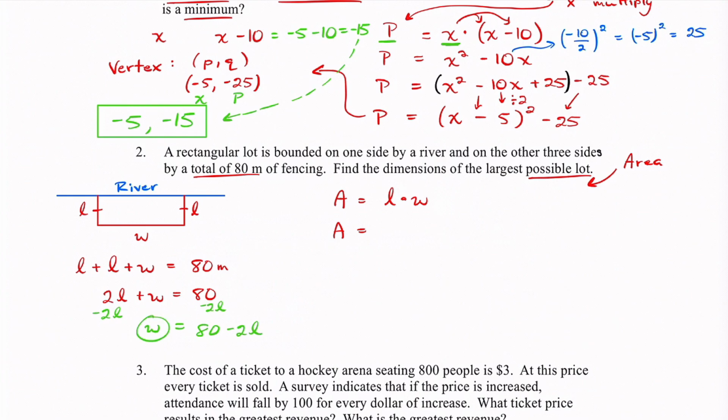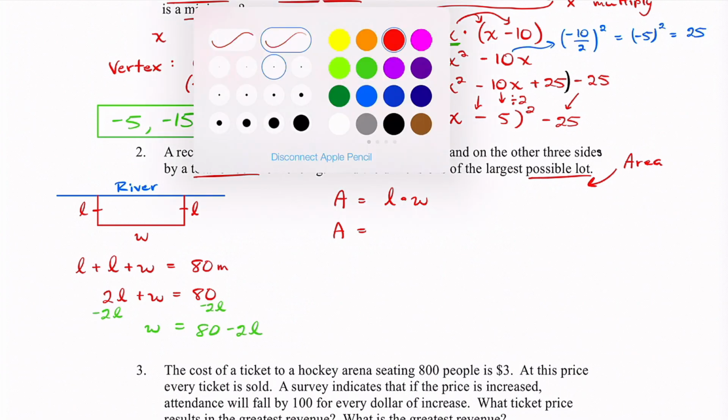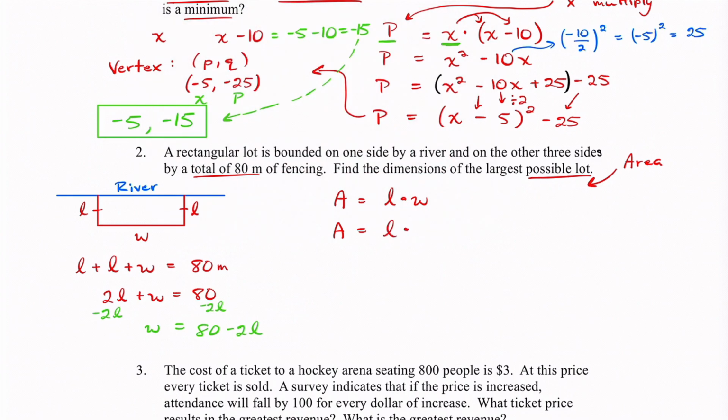And now that I know what W is, I can take that and I can put it in where W is. So this is going to give me over here L times, and then W is 80 minus 2L. Okay, and now that I have this function, I want to try to change it into vertex form. So distribute. So I get A equals 80L minus 2L squared. And then I'm going to change the order of this. So I got the negative 2L squared first.